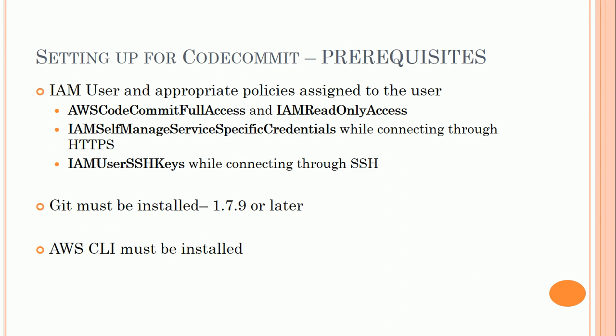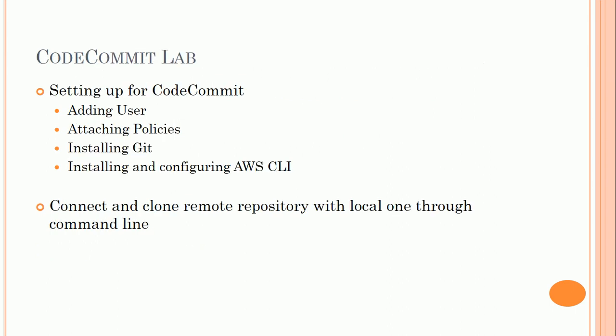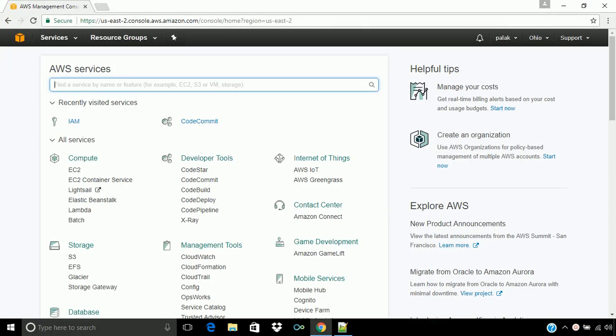So let's move ahead. In this lab, we will set up the environment in our local development machine for CodeCommit, and after setting up the environment, we will connect and clone the remote repository into our local working directory through the command line. So let's get started with this lab. As we have seen, our first prerequisite was to create an IAM user. So let's go to IAM.